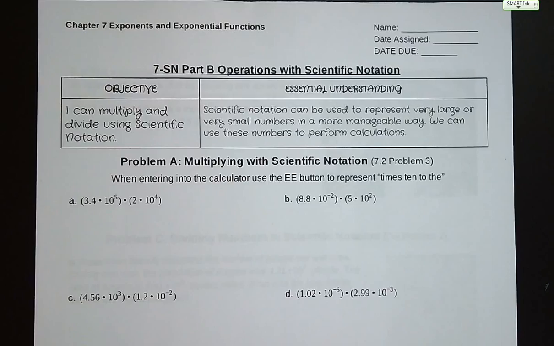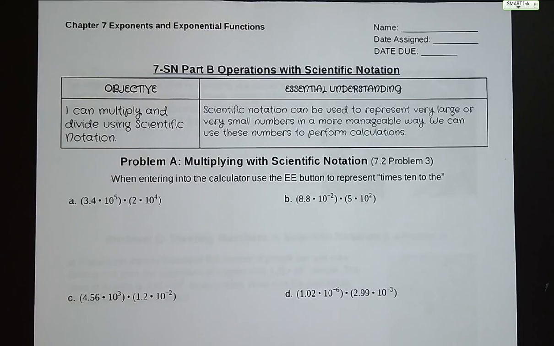Hi guys, welcome to Lesson 7 SN Part B, Operations with Scientific Notation. Our objective for today is that I can multiply and divide using scientific notation. Our essential understanding, similar to yesterday: scientific notation is used to represent very large or very small numbers in a more manageable way, and we can use these numbers to perform calculations.